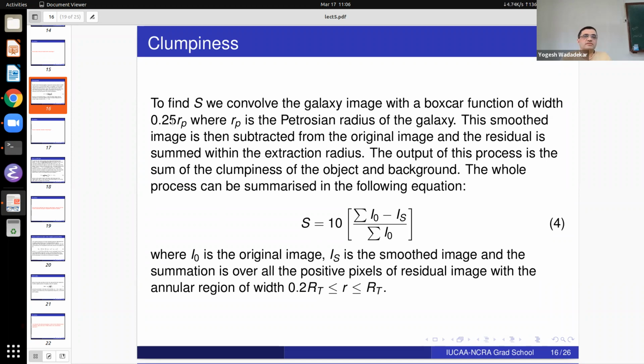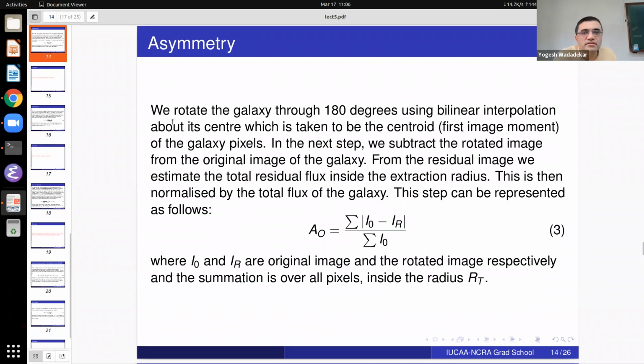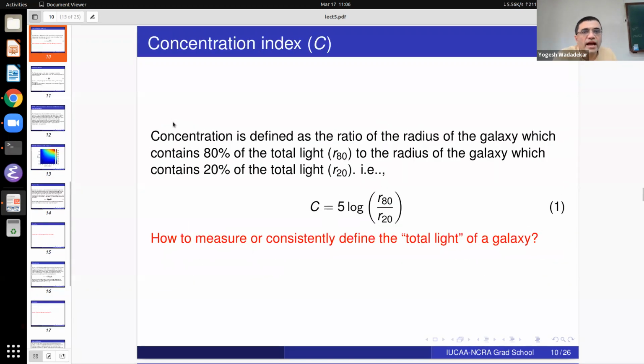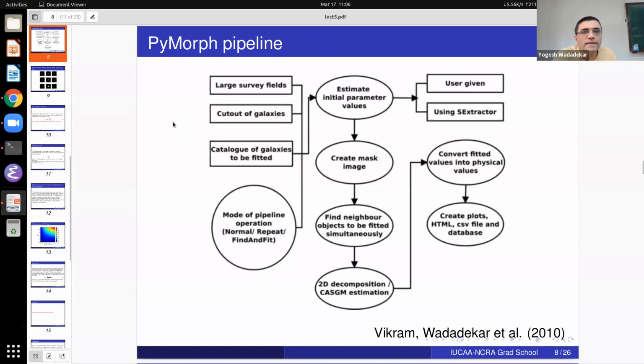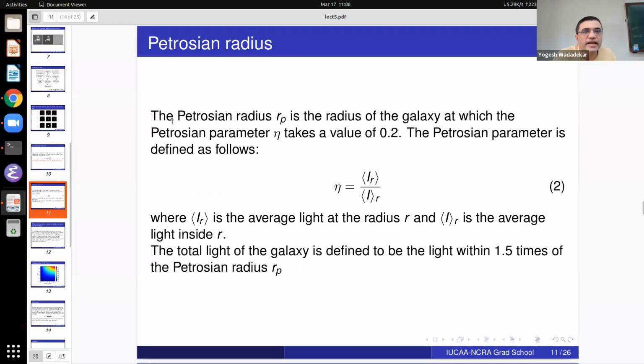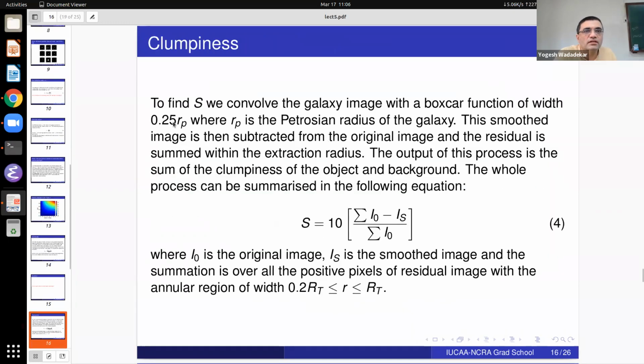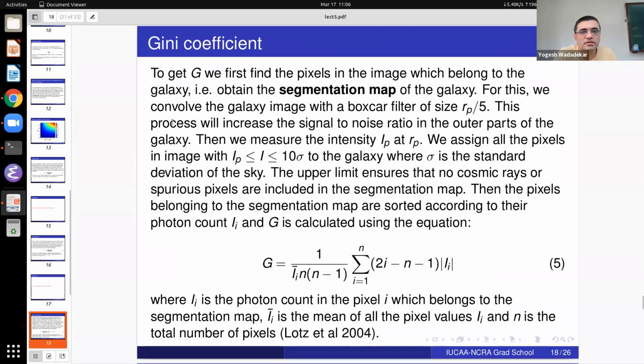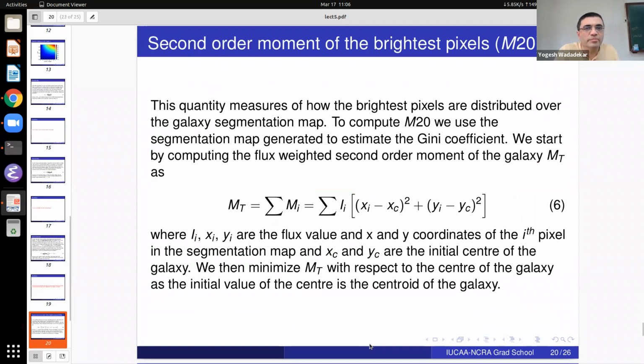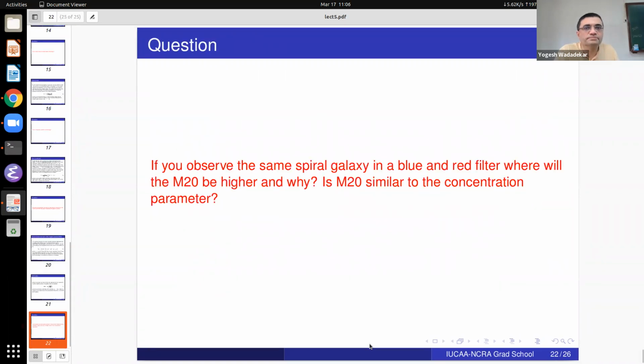I've given links to all the original papers for CAS, and I don't know whether I have given them for CAS. Yeah, I'll add some papers here. I've not cited the CAS papers, but I've given you references to the GM papers. This is the main reference, Lotz et al. 2004, where the Gini coefficient and the M20 parameter were introduced.